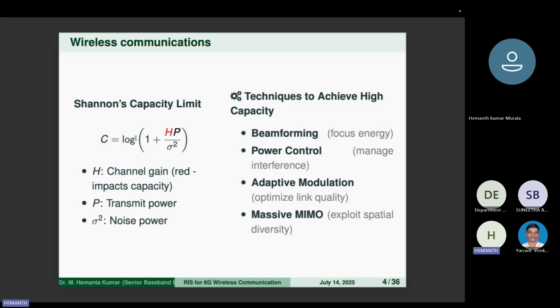These are the existing techniques to enhance the capacity. But in 6G they are not sufficient. You cannot achieve the other parameters, so some new techniques will be required.